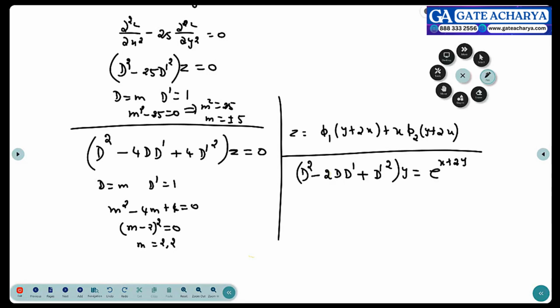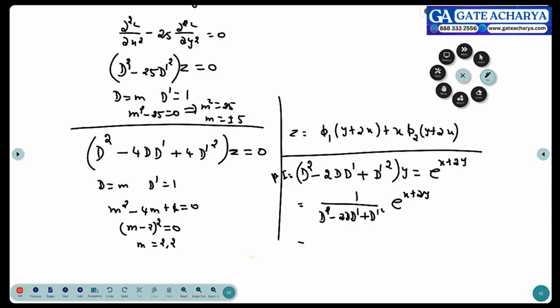So find a particular integral of this one. So the particular integral of this one is 1 by (D square minus 2 D D dash plus D dash square) into e power x plus 2y.